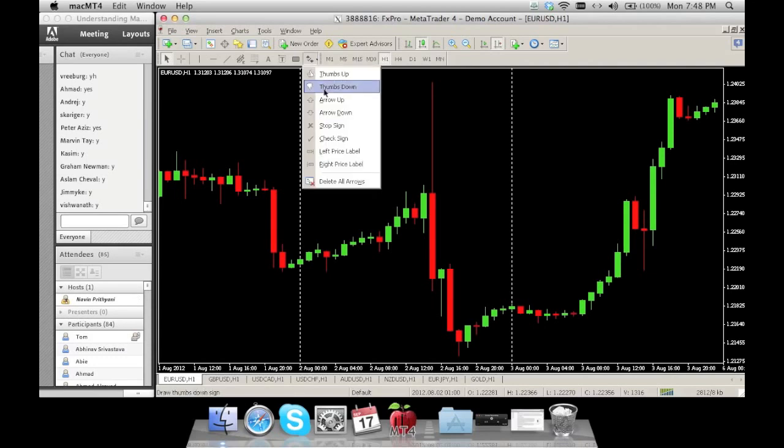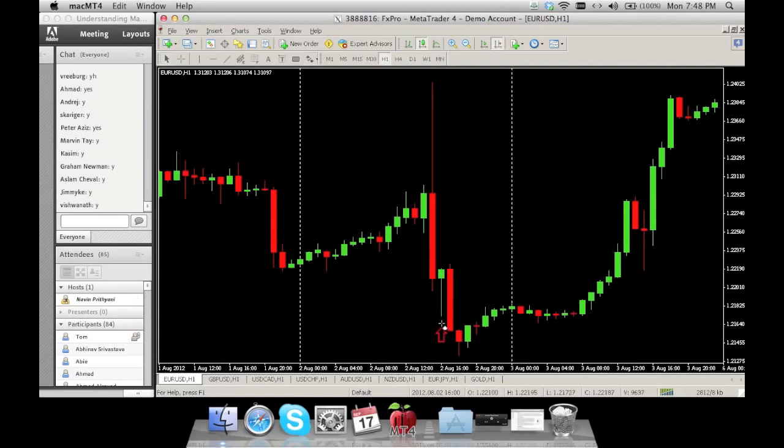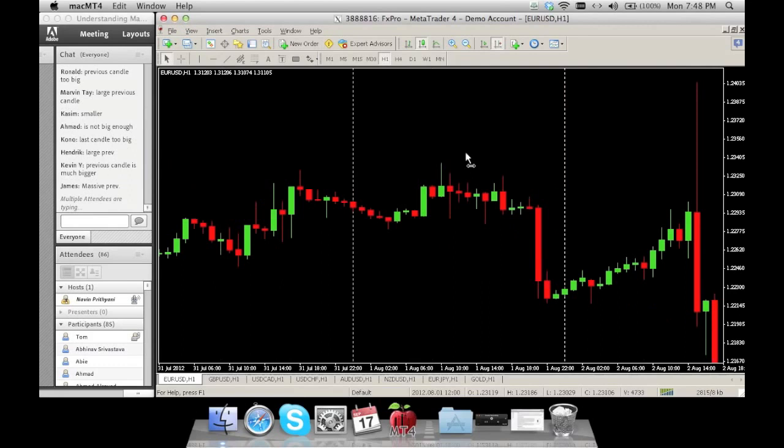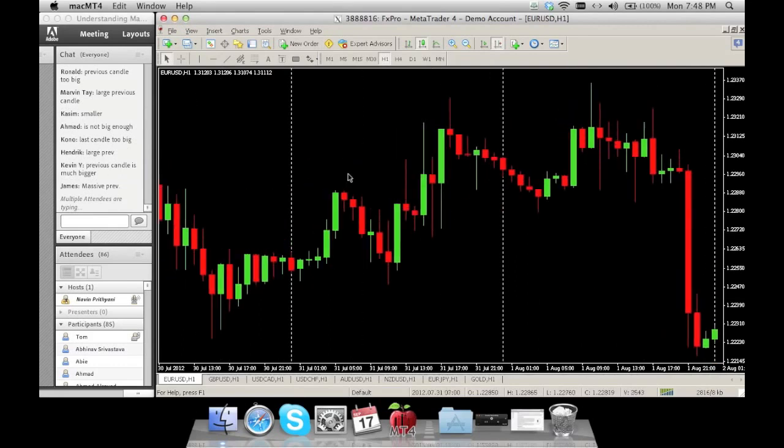Here is an exhaustion that did not work out. Why did this exhaustion not work out? Okay, Hassan says it's small. Sardar says previous candle. Abhinav says small compared to the previous. Okay, good, good. So you guys are on the right track. Let's move on. Let's get some more examples for you guys, and then we move on to the other patterns.